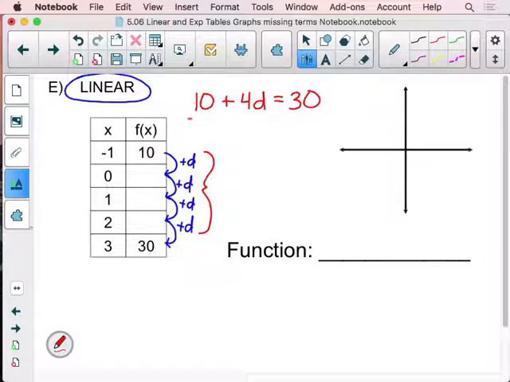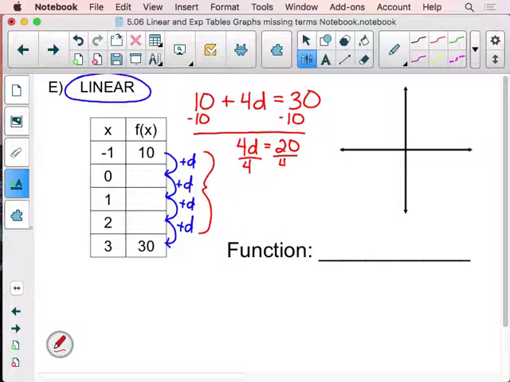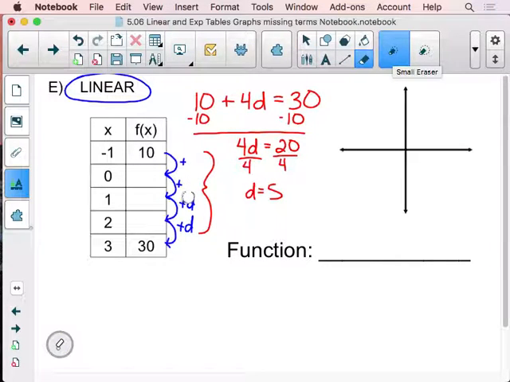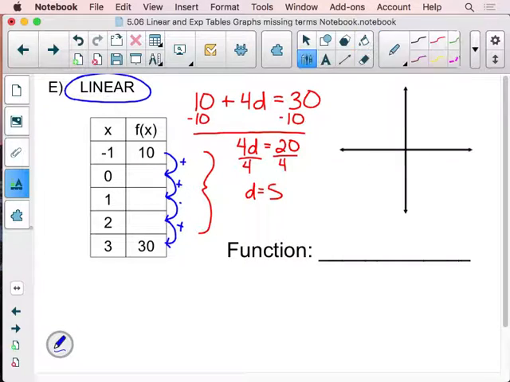So let's solve this equation. Divide by 4, and you get D equals 5. That means that every step along the way, I was adding 5. So let's get rid of those D's, and change them into what they are, which is plus 5. So now we know what goes in here. 10, 15, 20, 25, and it works out. 30. Great. So my starting value is at 15, and I know I'm going up by 5 every time.